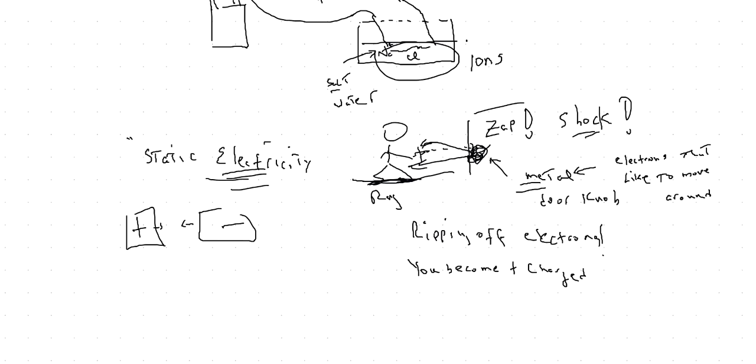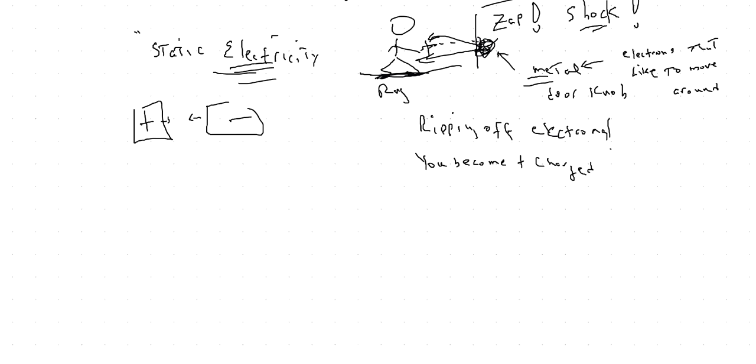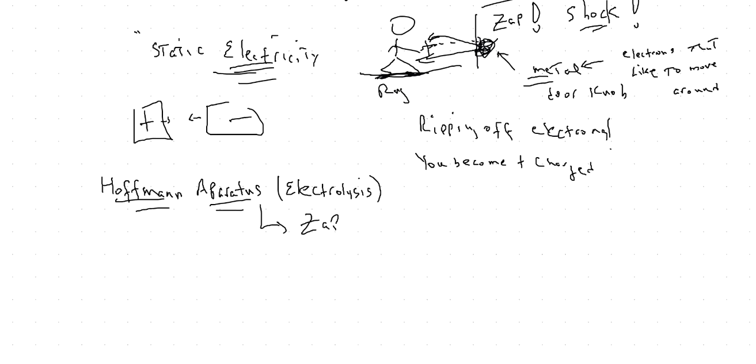Now, in the lab, there's a device that we use, and it's called a Hofmann apparatus. Hofmann, German. This is a device that uses a process called electrolysis. What we're going to do is zap some water with electricity.